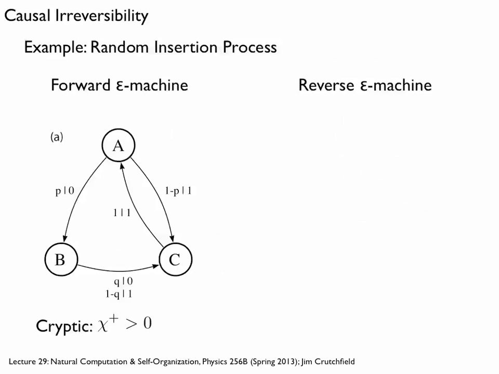Random insertion process. So this one, go from A, biased coin flip, and I'm going to stick a 1 in back here with probability p, or B, we do another coin flip. So we're randomly inserting a bit 0, 1 with probability q, and then returning to A. This guy's cryptic. Anyone want to guess what the reverse machine looks like? I wouldn't say it's obvious. So, just reverse the arrows, all the arrows. Right.